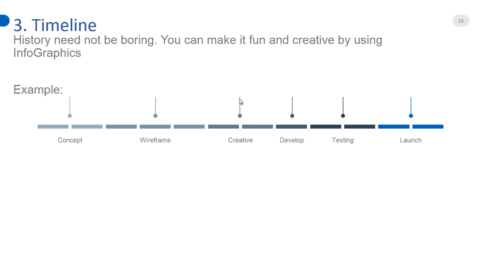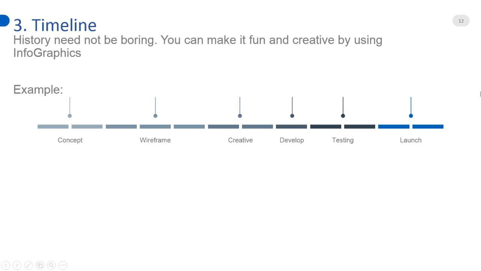So here's an example. It doesn't necessarily have to relate to history, but it can relate to a step-by-step process as well. But as you can see, this example shows the whole timeline that it takes to launch maybe a product. So from the concept, the idea, to structuring it, to filling in creative ideas, to developing it, to testing, to make sure that it works, and to do a full launch.